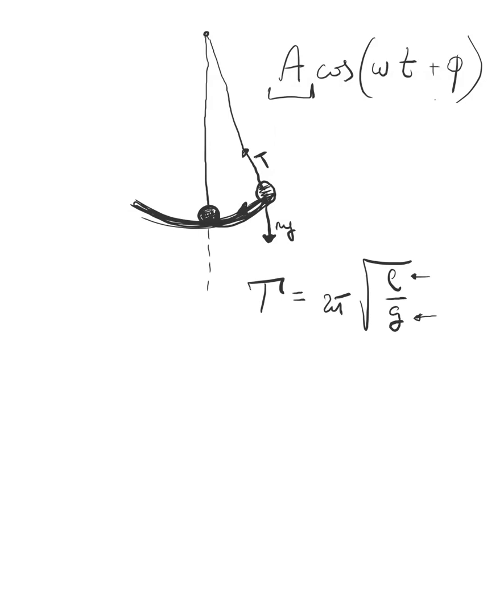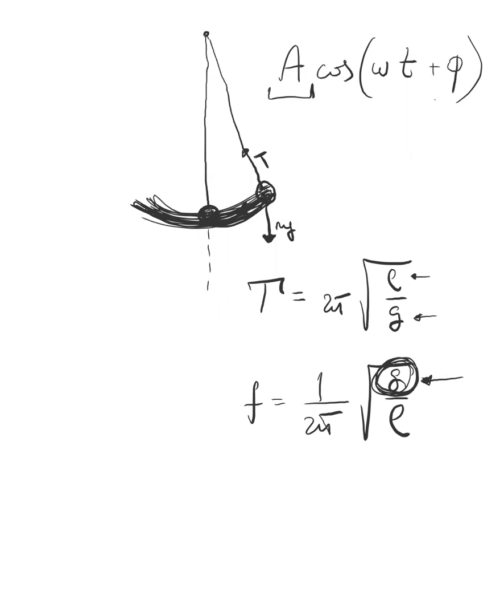And so your frequency is 1 over 2 pi, the square root of g over L. Let's think about this. If you have high g, lots of gravity, then you will have high frequency, so you will move faster back and forth. If you have a longer wire, then you have lower frequency, which means that you move slower back and forth. Also kind of makes sense.